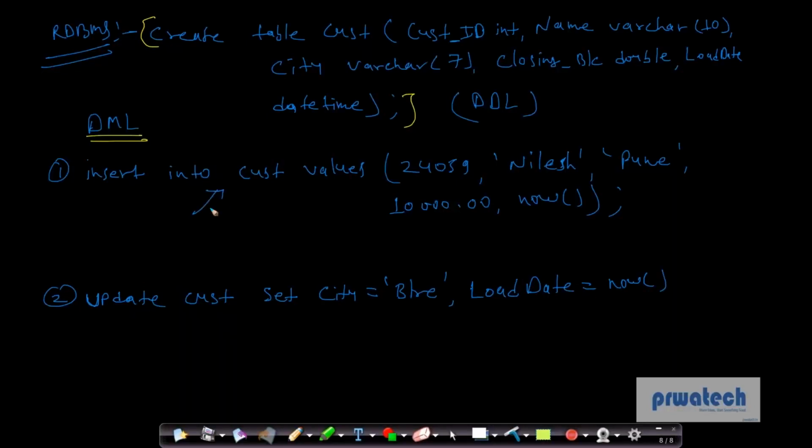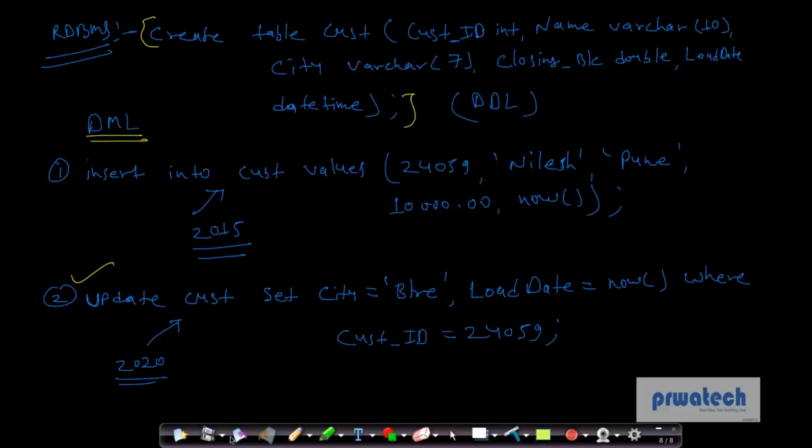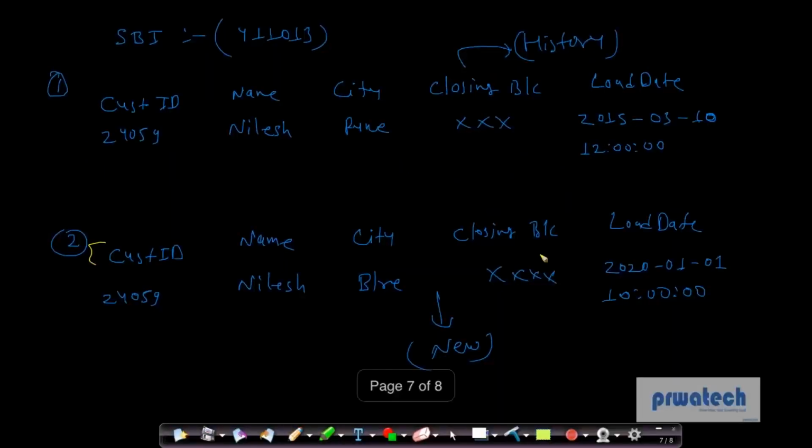This account we opened in 2015. This update query, the banking technical people, SBI technical people, are running this query, and this record is updated in 2020. So this will have the 2020 date. Where cust ID is equal to 24059. When I run this update query, I'll get this record.